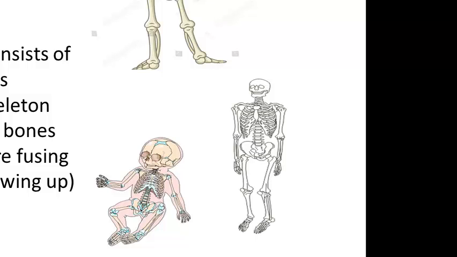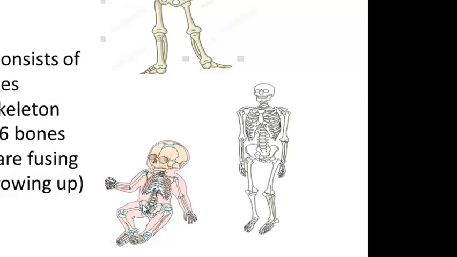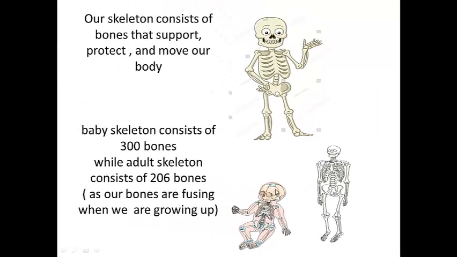A baby skeleton consists of 300 bones, while the adult skeleton consists of 206. Because when we are born, our bones are not fused or stuck together. We have small parts of bone that stick together during our growth.